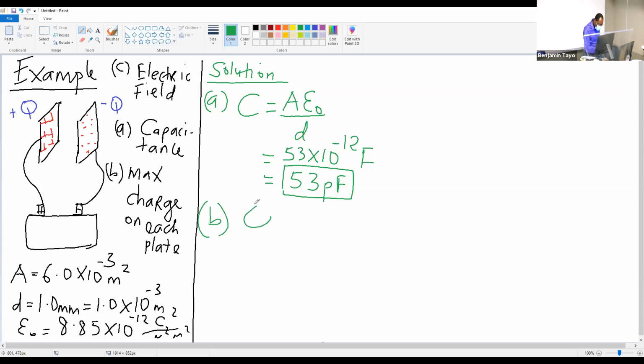And I can use this equation here. So Q max is C times delta V. Now, this body has a voltage of 12.0 volts. So that's my delta V. Delta V is the electric potential difference, which is the voltage. So if you plug in the values, you multiply the capacitance by the change in voltage. If you do this calculation correctly, you get 6.4 times 10 to the negative 10.